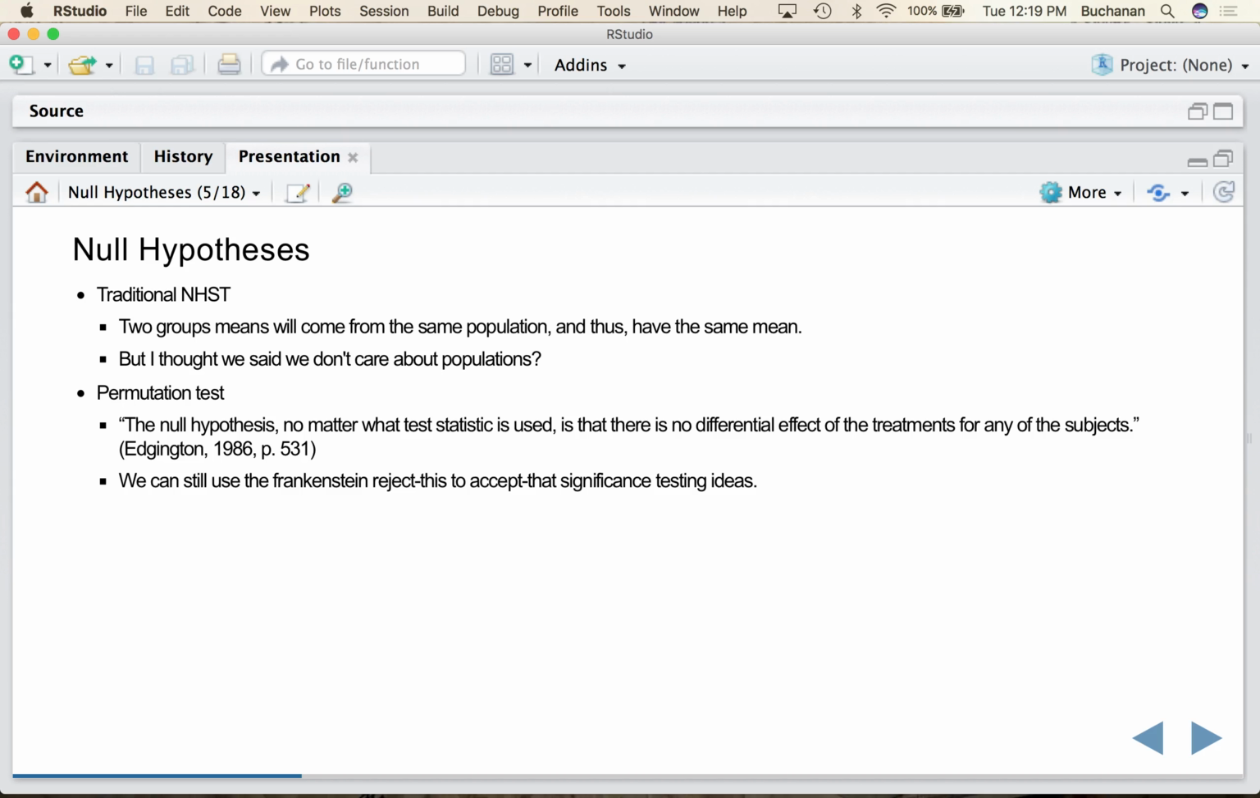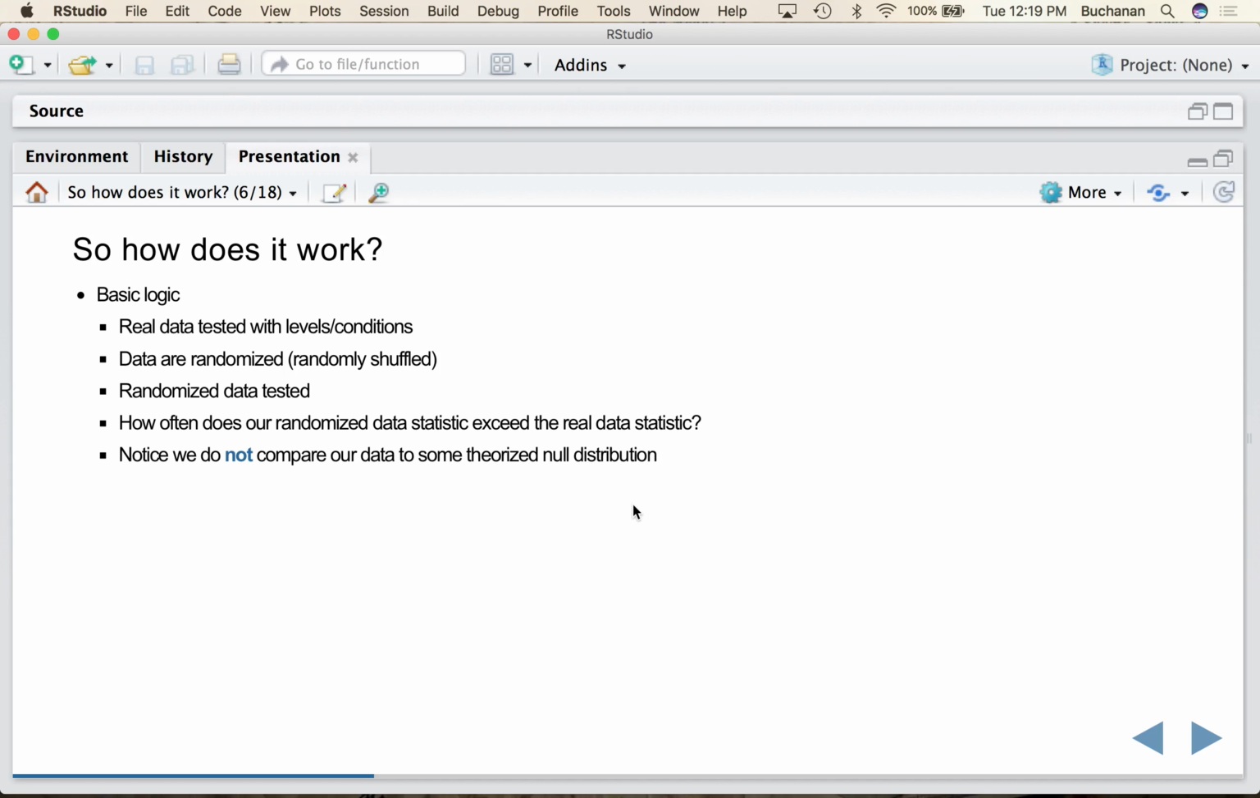big group population. I think permutation tests have a nice, simple quality to them, so I don't even know that I need this sort of system. I can just say there is a differential effect or there isn't. So how do they work?